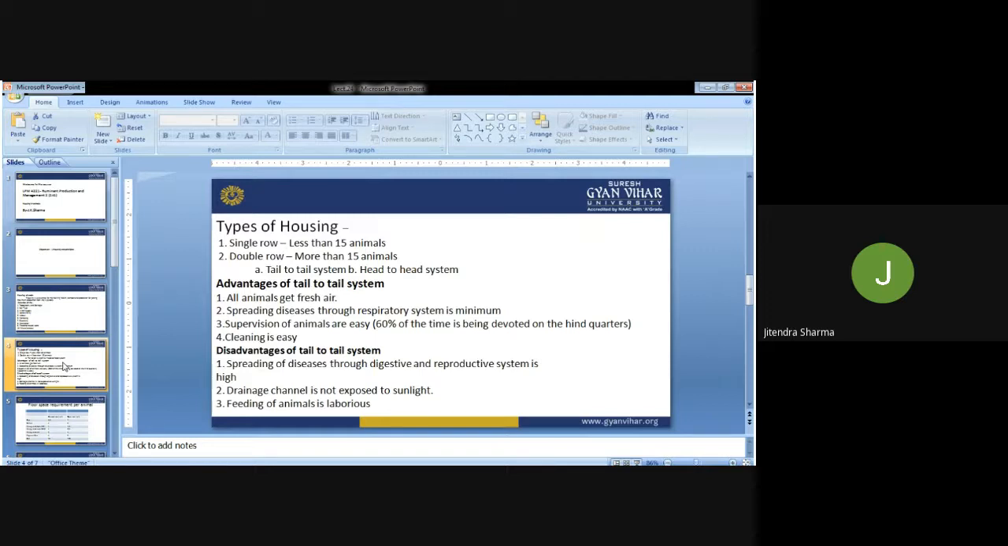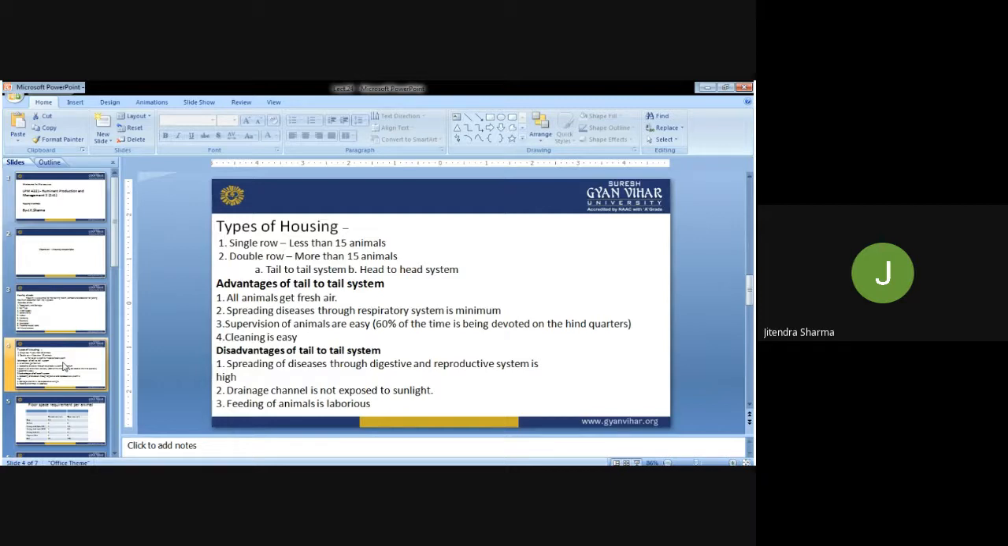Single row: if we have only 15 animals, then a single row is the best way, and you keep a distance of 3 to 4 meters between the animals, which is more ideal in this situation. But if we have more than 15 animals, then we have two systems, tail to tail and head to head. These are the two systems. Both are scientifically designed, and both have their advantages and disadvantages.